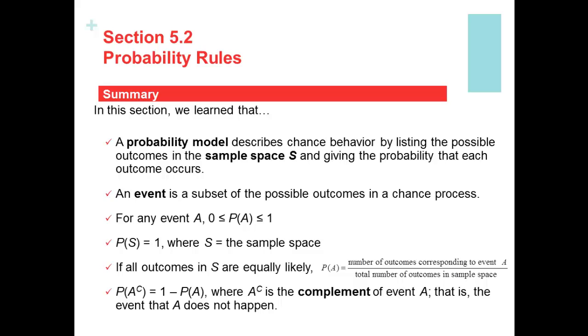If all outcomes are equally likely, the probability of an event A happening is the total number of outcomes corresponding to event A divided by the total number of outcomes in the sample space. The probability of A complement is 1 minus the probability of A occurring. Basically, that means it's the probability that A will not happen.